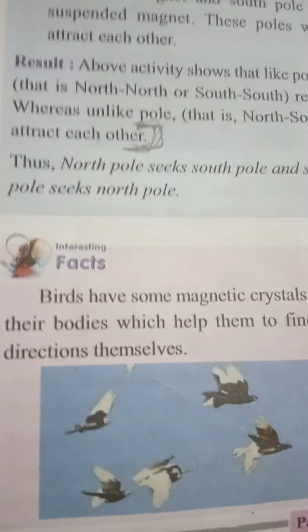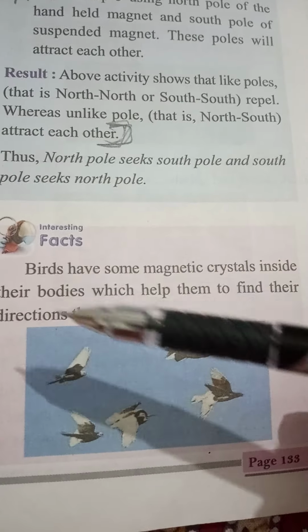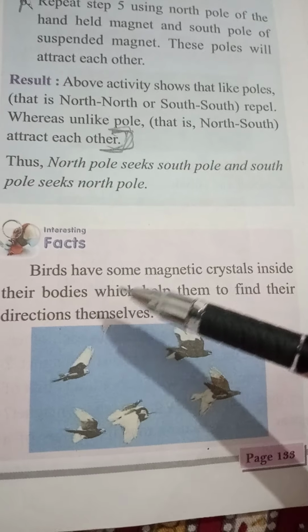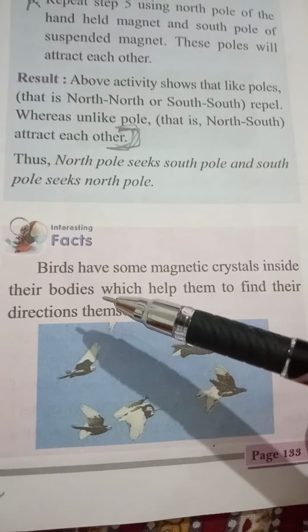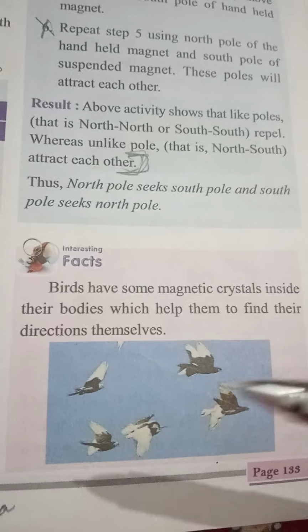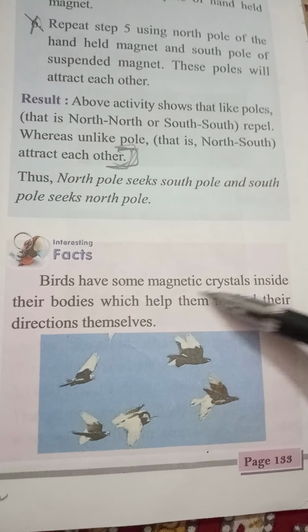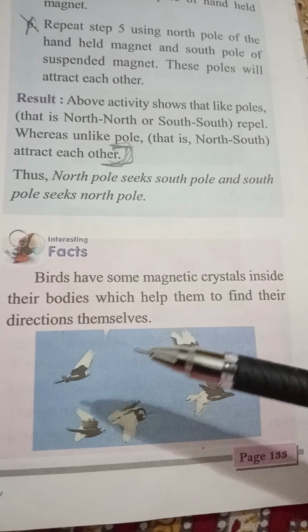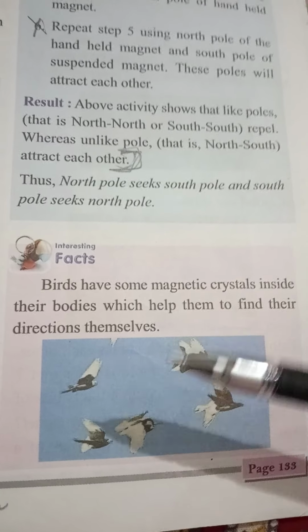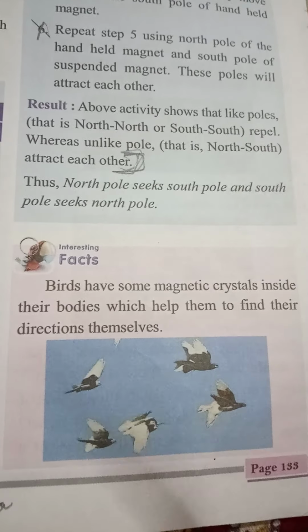Now come to the interesting facts. Birds have some magnetic crystal inside their bodies which helps them to find their directions themselves. Means with the help of that magnetic crystal present inside the bird's body, they choose their directions.